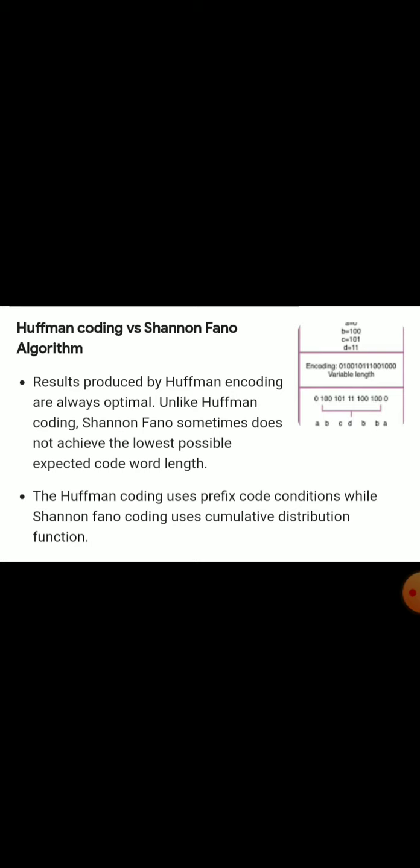So what does Huffman coding mean here? All the symbols in the message to be transmitted do not have the same number of occurrences. In Huffman coding, we assign different bits to characters based on the frequency of occurrence in the given message.